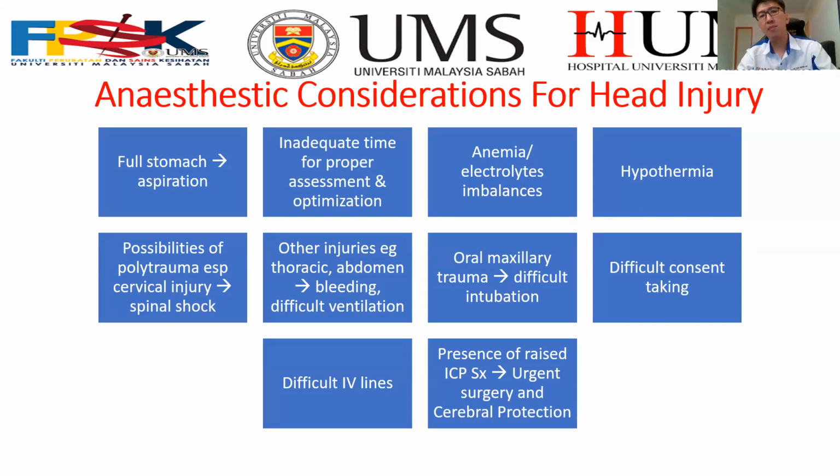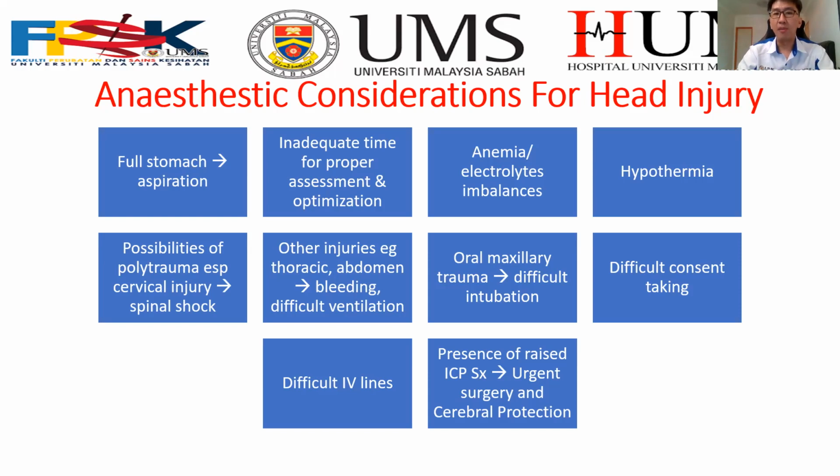Patients with head injury have a full stomach, so the aspiration risk is very high. There is inadequate time for optimization. Let's say the patient has underlying chronic hypertension or diabetes: the BP might be sky high, or the sugar uncontrolled. Commonly the patient is dehydrated with electrolyte imbalances. Blood loss will cause the patient to be anemic, and hypothermic as well. The patient might also have other trauma, such as cervical injury, or intra-abdominal or intrathoracic injury.